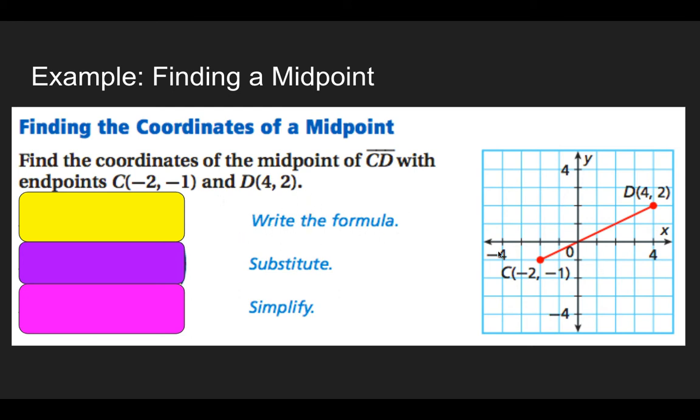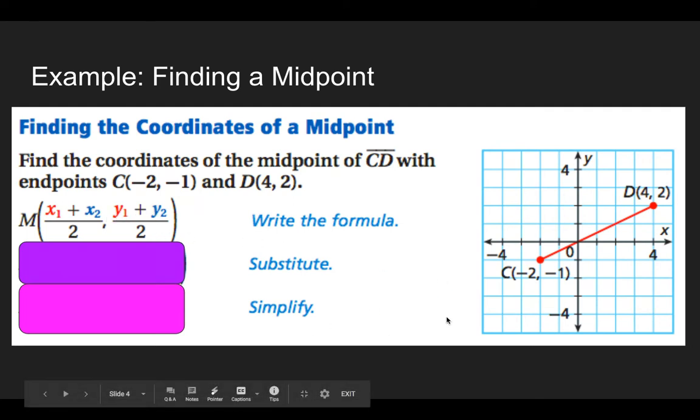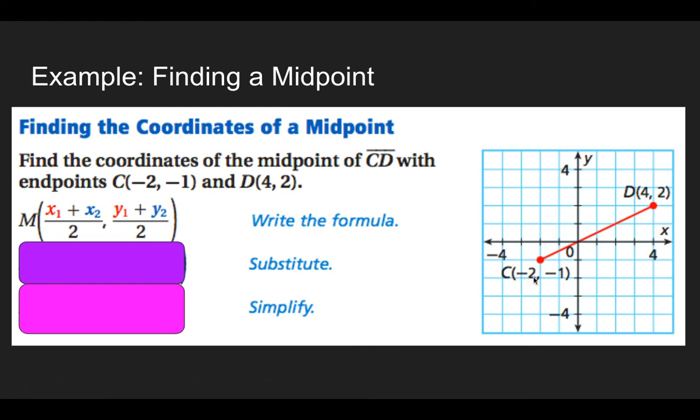So let's say we're given the points (-2, -1) and (4, 2). We're going to take our midpoint formula, which is average the x's, average the y's, or (x plus x) over 2, (y plus y) over 2, and we're just going to substitute. This is going to be x1, y1, x2, y2, or I could do vice versa. Either way will work.